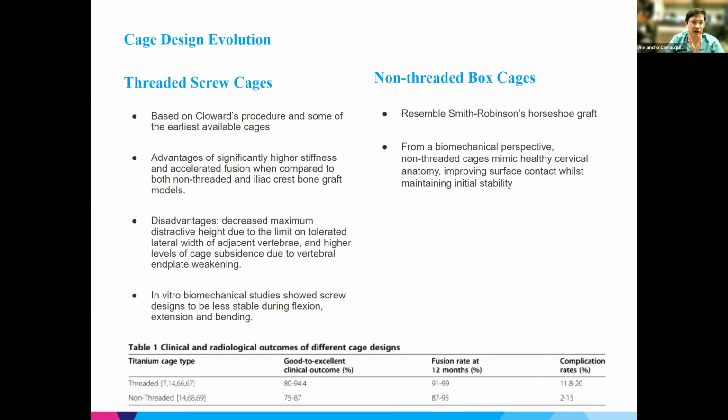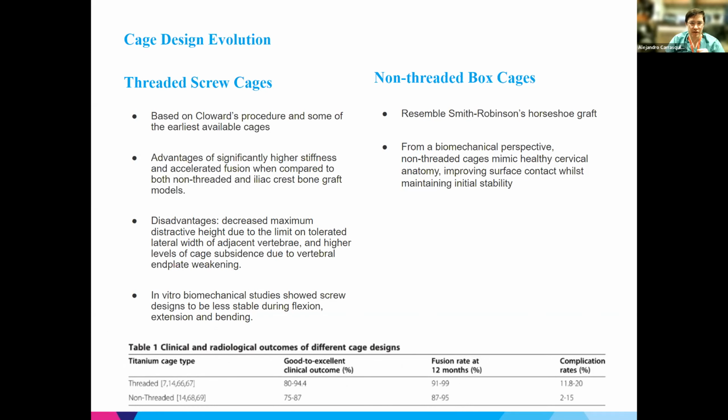Some of the early results show advantages of threaded cages: they have significantly higher stiffness and accelerated fusion. However, they have decreased maximum distraction and higher levels of cage subsidence due to end plate weakening. But in vitro biomechanical studies showed screw designs to be less stable during flexion and extension and bending.